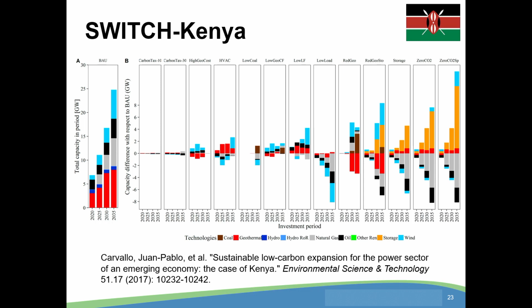And I particularly like how the Switch Kenya results are presented by these researchers, because in the leftmost panel, panel A, you'll see the business as usual installed capacity over time. And then in panel B, you'll see for all the variety of scenarios that were shown in the last slide, the different types of relative changes in the installed capacity. So if we focus on just the three rightmost in panel B, you'll notice that storage, shown in orange, is increasing substantially, and it's essentially replacing the fossil fuels, natural gas and coal, which are shown in negative bar charts.